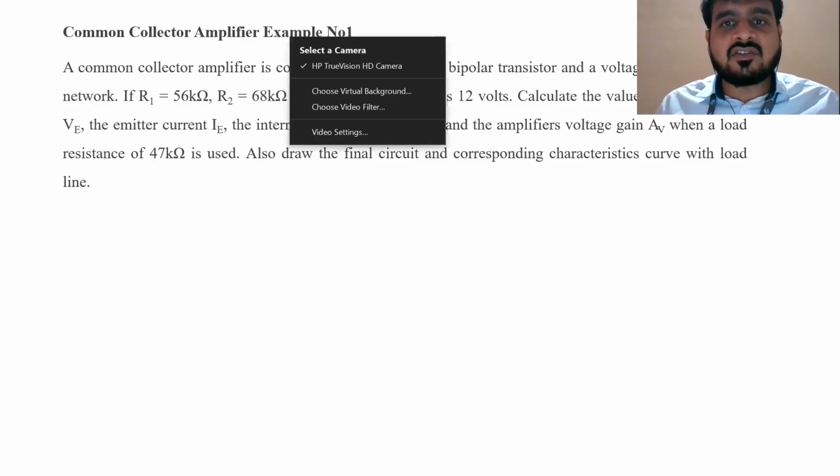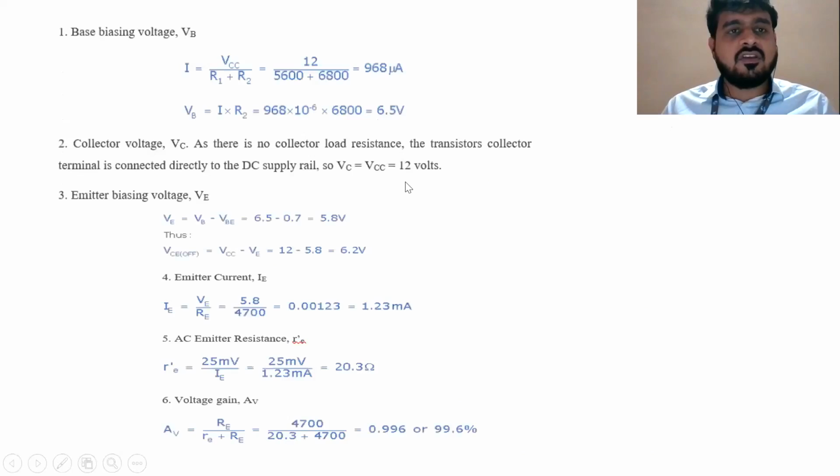Now we'll just see the solutions. What is the first thing you have done? You have found the current. These are the basic steps I showed you. Those who have not understood, you can directly use Ohm's law to find the base voltage. What is the base voltage you got? Please cross check your values. 6.48, we got. Same, 6.48. So to one decimal digit, you get 6.5 volt.